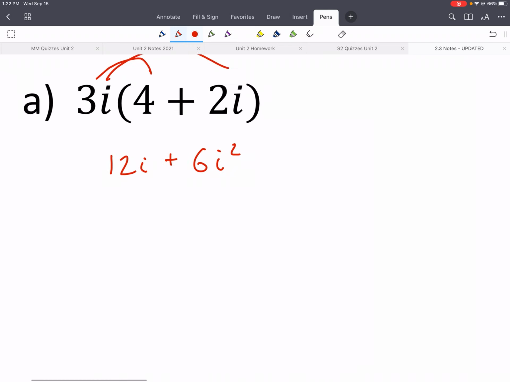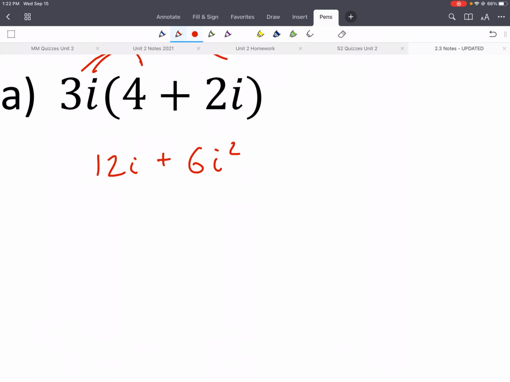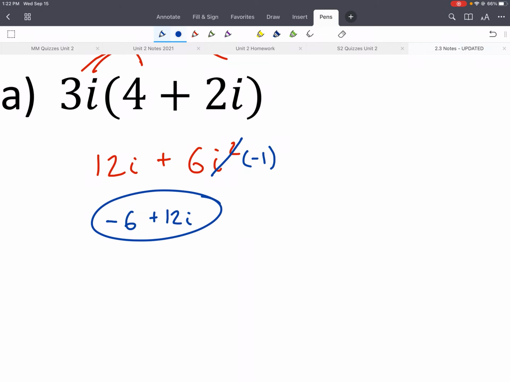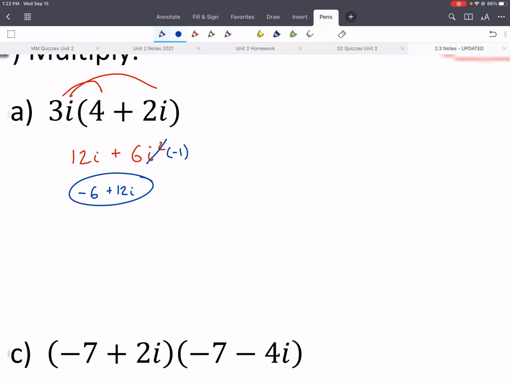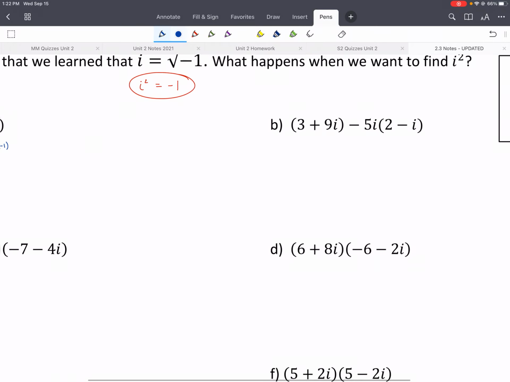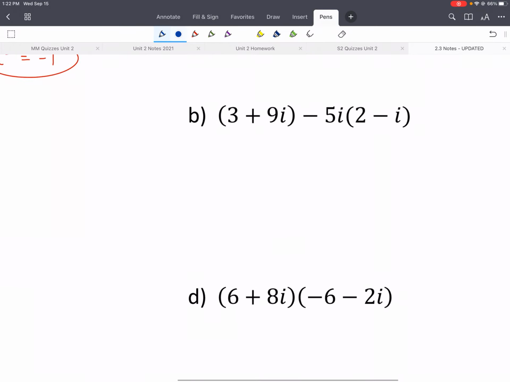Okay, so if that's the case, then what could we do with the i squared? Well, we just figured out that i squared is the same as a negative 1. So we will just multiply 6 by negative 1, and that gives you negative 6 plus 12i. That's it. So that's all that's really new is just whenever you have an i squared, switch it to a negative 1.